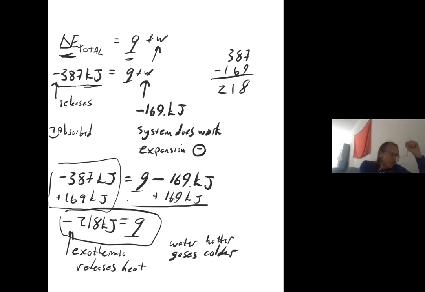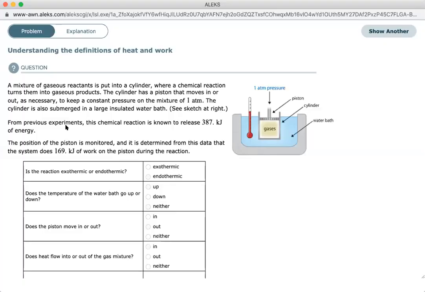So I have the numbers there, but I'll save those numbers. Let's come back to the picture again. Okay. So is it endothermic or exo? Well, that's exothermic. It's releasing heat. So we know that it's exothermic. Does the temperature of the water go up or down? Again, because the reaction is exothermic, the temperature of the gas goes down, right? Because it's releasing heat. But where does the heat go? It goes into the water. So the water will get hotter, so the temperature of the water will go up.